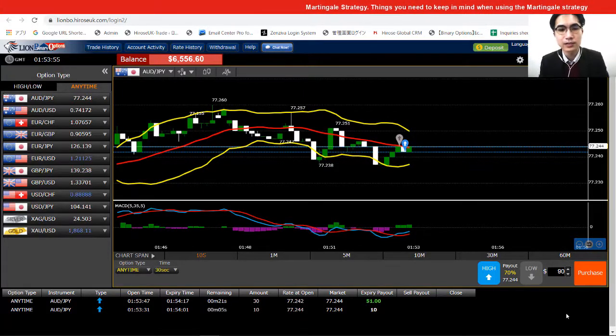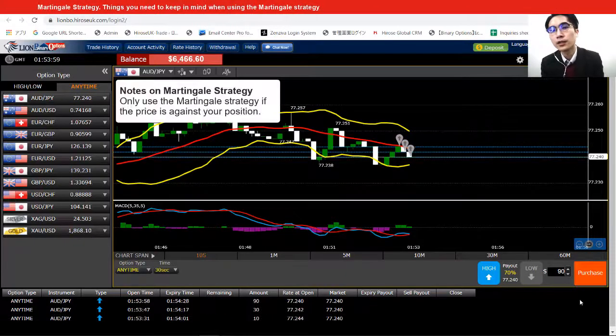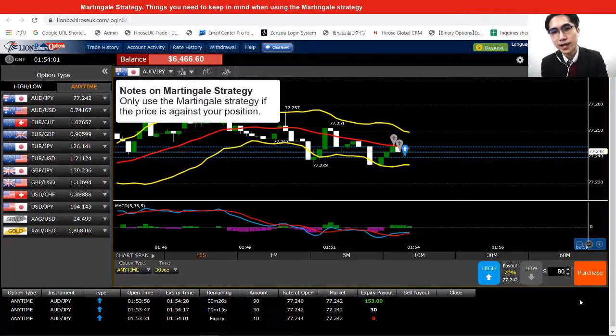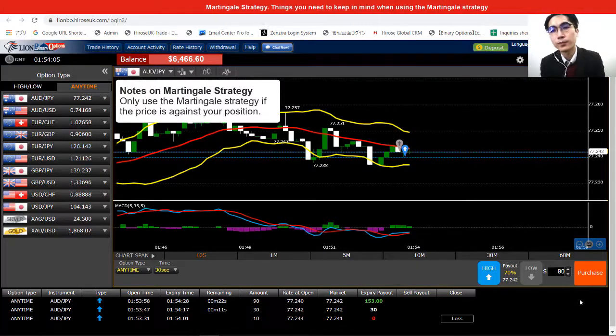So okay, that's another tip here for you, is that you only use the Martingale strategy when the price is against your option. You don't use it when the price is moving towards your direction. So just to keep that in mind, that's really important.